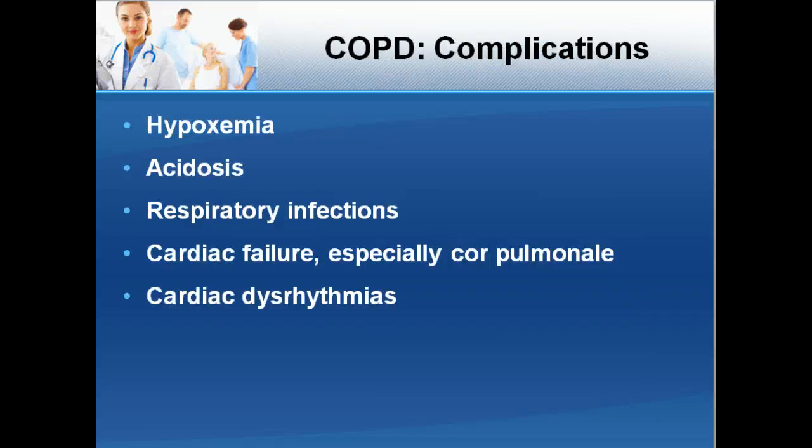It results in hypoxemia and acidosis, because we're going to talk about a lot of that next week. With the acidosis, people are not blowing off as much. Complications include respiratory infections, cardiac failure, especially cor pulmonale, and cardiac dysrhythmias. These are some of the complications because when you have COPD, a lot of your electrolytes you're blowing off. We'll discuss that a little bit more further as we go along.